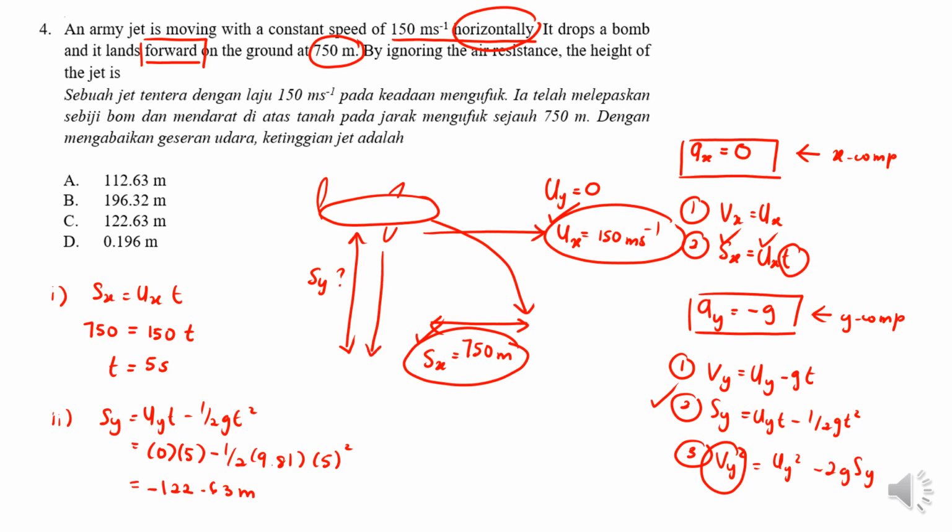But the question wants the height of the jet. For the height of the jet, we only want the distance from the ground, so it will be positive. So the height of the jet will be positive 122.63. So the answer is C. Okay, so that's for question number 4.